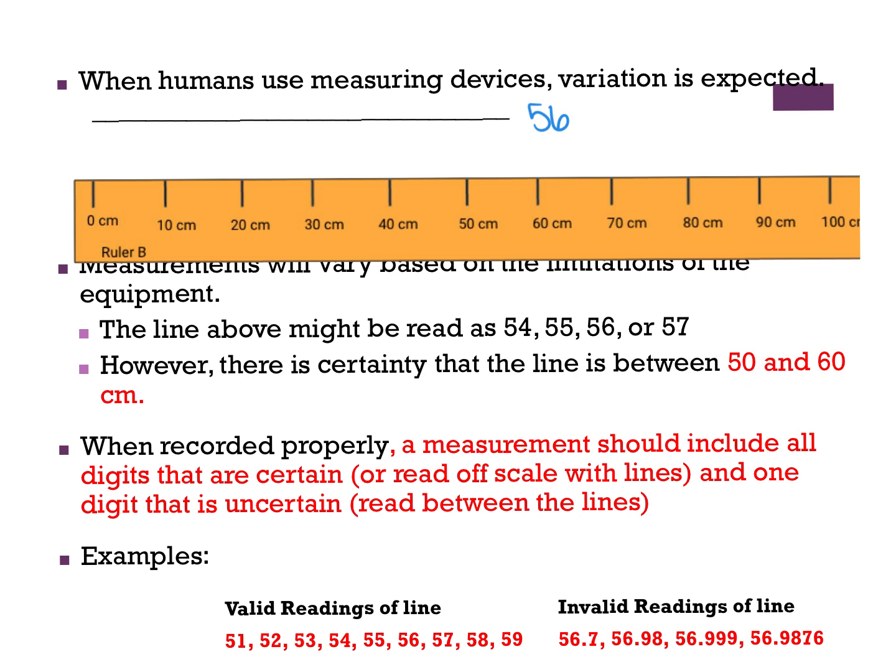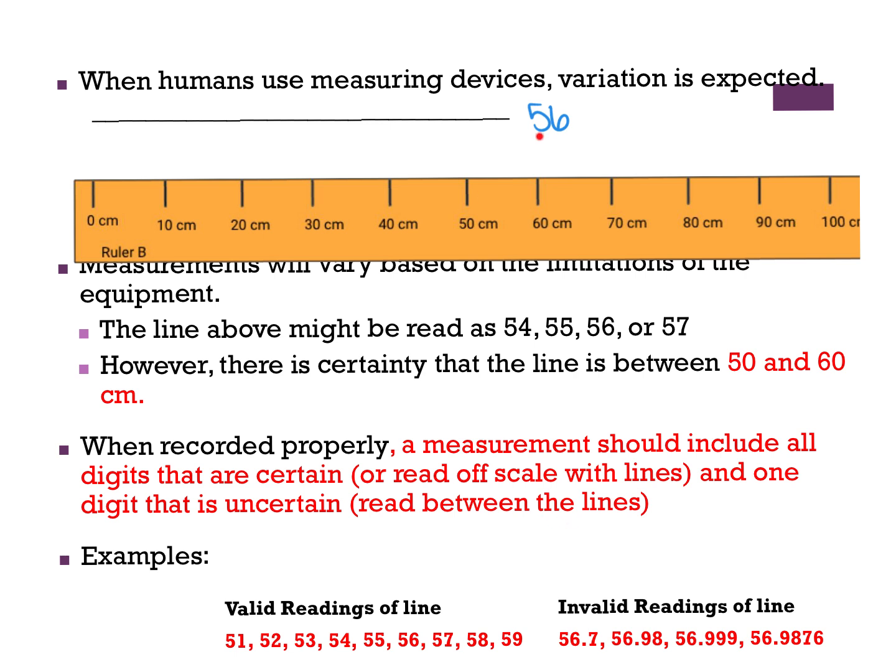Okay, so whenever we're going to record a measurement properly, the measurement is going to include all the digits that we're certain of, meaning there's an actual scale with lines on your tool, and you're going to include one digit that you are uncertain of, or you're going to have to guess a digit. That means you're going to have to read in between the lines.